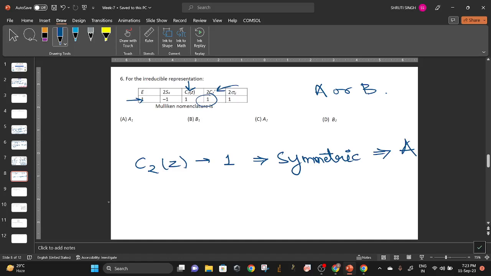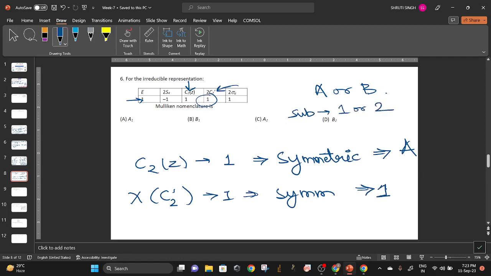Now the short form to write this is 1, which means it is symmetric. Hence the subscript will be 1. So the subscript is 1 or 2: 1 for symmetric and 2 for antisymmetric. The subscript is 1 here, so the total Mulliken symbol becomes A1.